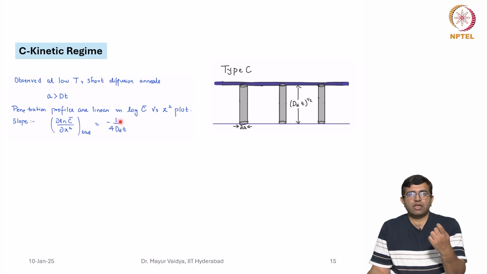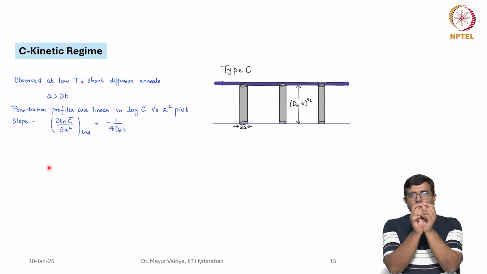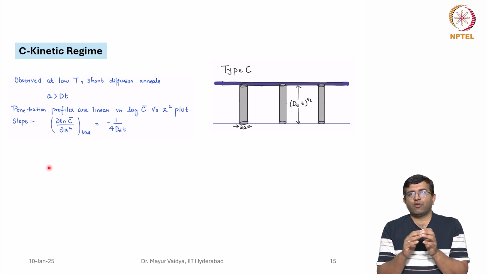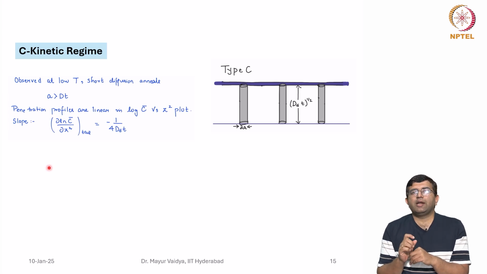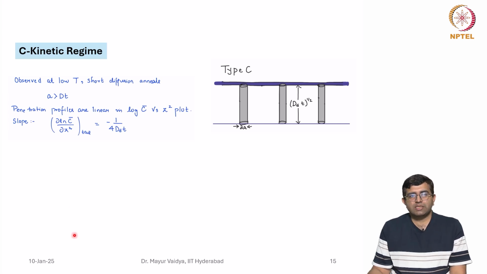But like I said for the grain boundary also, although the C kinetic regime looks much easier to understand mathematically, performing the experiment in the C kinetic regime is very difficult, because the diffusivities are low. The only diffusion happening is through the dislocations, and therefore the concentrations that you have to detect are extremely small, and that is where high precision techniques are required to actually measure dislocation diffusion in the C kinetic regime.